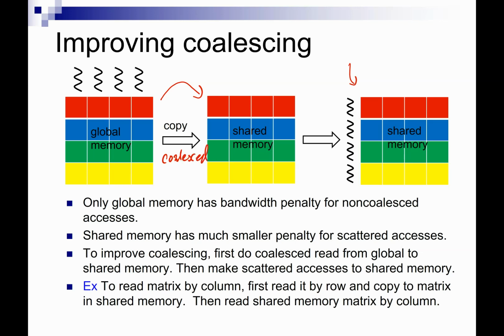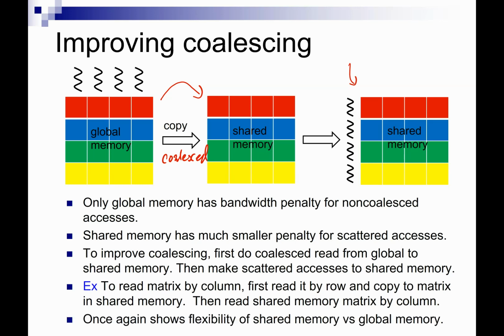Then once you've got it into shared memory, now you can read it column by column. Shared memory does not have this issue about memory coalescing. Memory coalescing is only an issue for global memory. So we get it into shared memory, and now we read it column by column, and we don't have any performance penalty. So that's our example for memory coalescing.